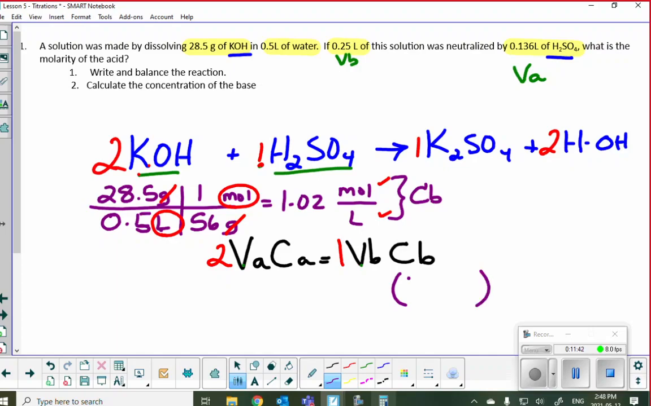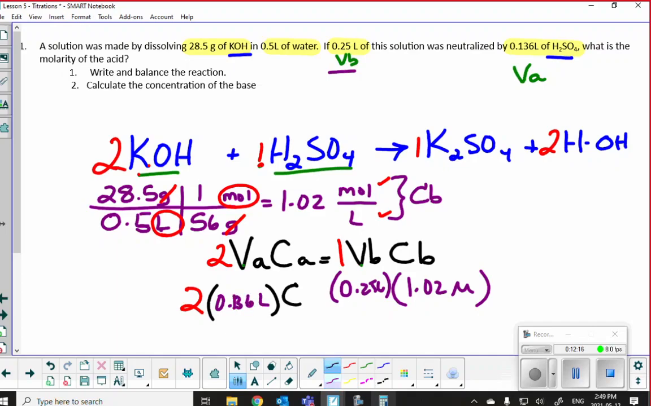We're just going to substitute. The concentration of the base was 1.02 molar, moles per liter, and molar means the same thing. The volume of the base that we used, from up in the question, we said we used 0.25 liters. We don't have to say times 1 because that changes nothing. On the other side of the arrow, the volume of the acid given was 0.136 liters. We've got to keep the 2 there because that definitely would change our math. So 2 times 0.136 liters, and the concentration of the acid is what we're trying to solve for.